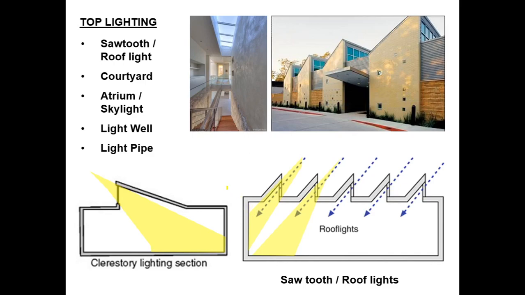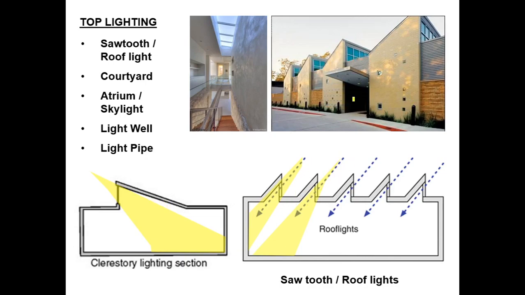If you see top lighting, we have sawtooth lighting, and we have the courtyard. It's a very important design aspect which can give you a lot of lighting. Then we have the atrium or skylight, which is generally there in shopping malls. If it's a shopping mall, it's going to be an atrium, and in smaller sections we can have a skylight. We have light wells and light pipes. The clerestory section is open on top, and we get sufficient lighting from the topmost level. Maybe there is a little bit of glare also. The glare also can be minimized by means of these surfaces.